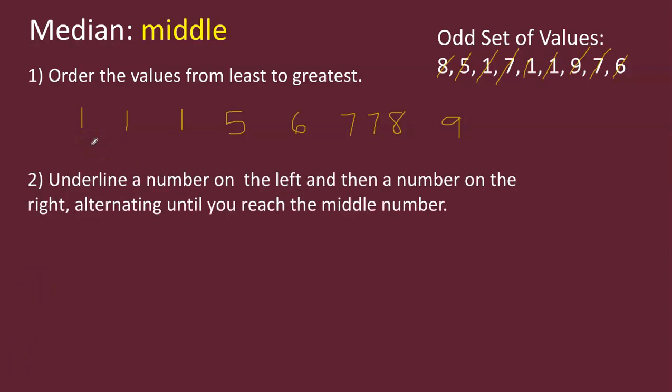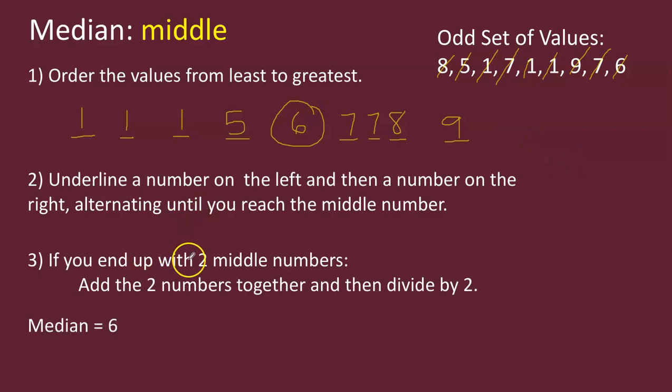So then number 2 says, underline a number on the left and then a number on the right, alternating until you reach the middle number. So I underline a number on the left, I underline a number on the right. Left, right, left, right, left, right. And there's our center number, the 6. If you end up with 2 middle numbers, okay, we don't have to worry about this because we only ended up with 1 number, and the median is 6.